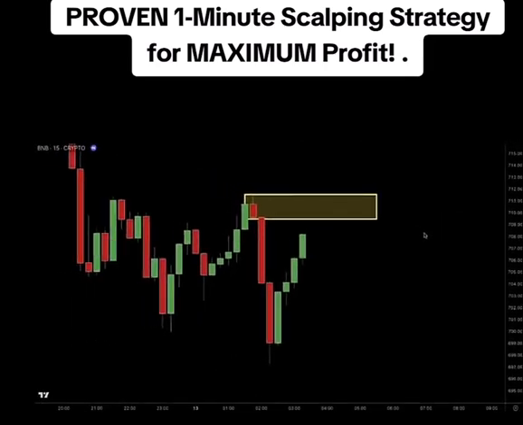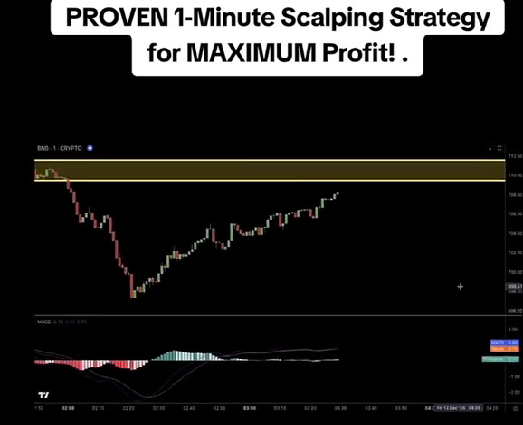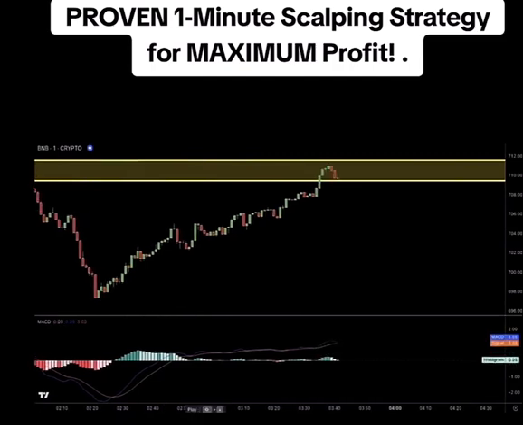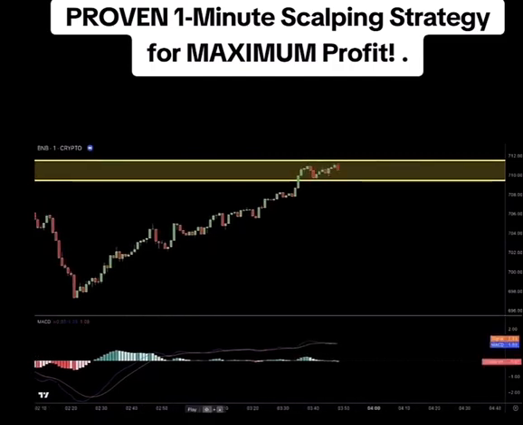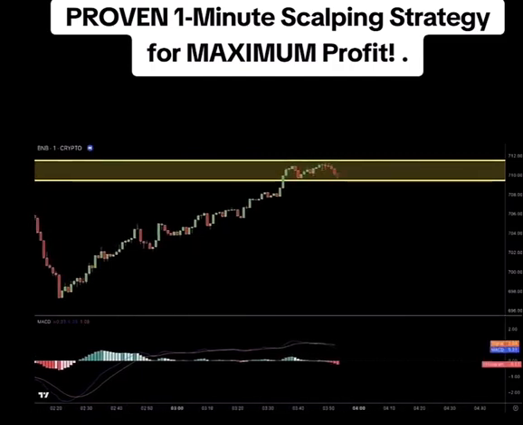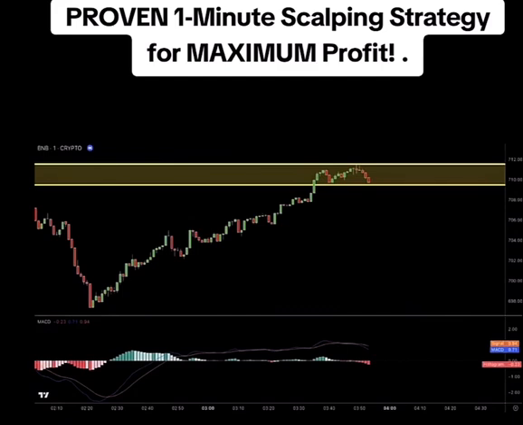Here's how it works. On the 15-minute chart, I identify a high probability supply zone, a strong area where I anticipate the market will react and reverse. From there, I switch to the 1-minute chart, patiently waiting for the market to reach the zone. The market touches the supply zone and gets rejected, confirming it as a valid level.